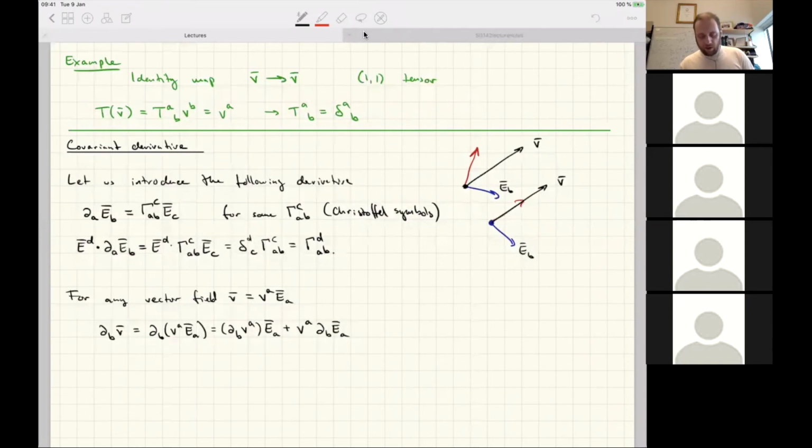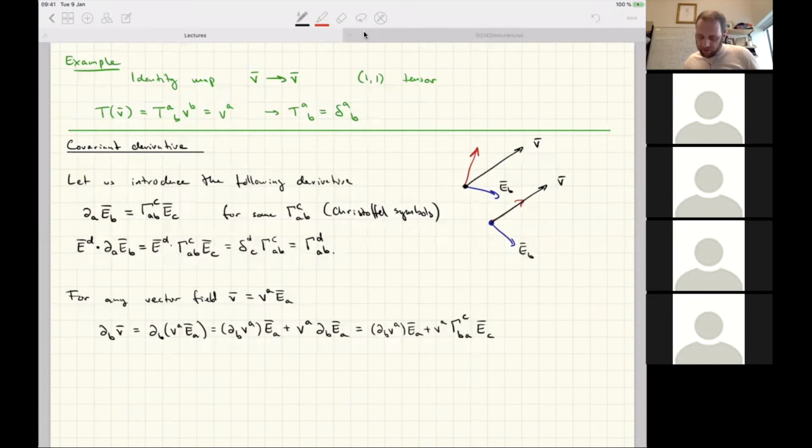Now, the first term here I cannot do much about. I will keep it as it is. I'm going to write it as dB VA EA again. But the second one I can do something about. This is VA, and then I have this relation up here, just exchanging the roles of B and A. So this is actually gamma C BA times EC, right?